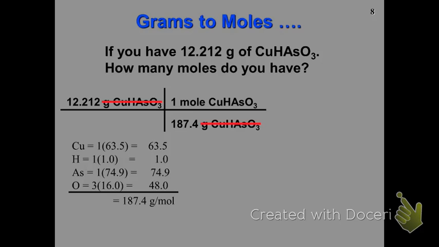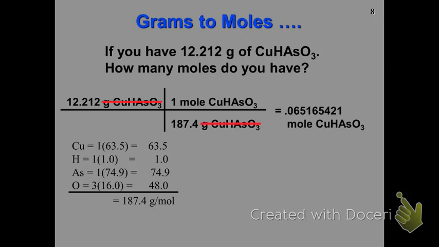It looks to me that if you take 12.212 and divide it by 187.4, you'll end up with moles of CuHAsO3. And this is the number I got. This is my calculator number. It should say 0.065165421 moles of CuHAsO3. However, that's an improper use of the numbers because we need to calculate significant figures.